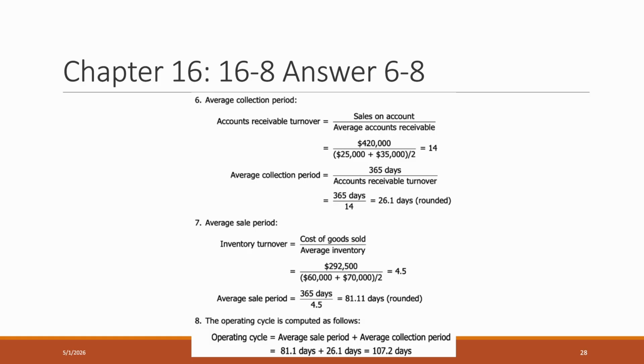This is a good example of understanding how the formulas are all broken down. You may understand that the operating cycle is the average sale period plus the average collection period, but definitely make sure for the exam that you know what are the components of the average sale period. You need to be able to calculate inventory turnover first, and then average collection period, same thing. You need to find your accounts receivable turnover and then be able to divide 365 by those turnovers. That's all I have.